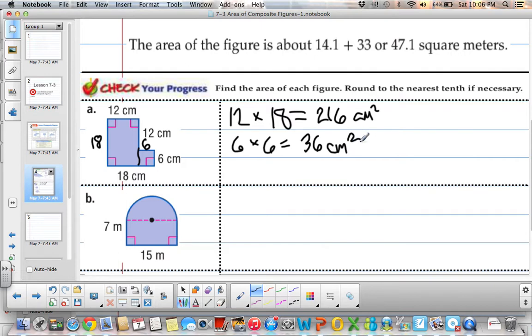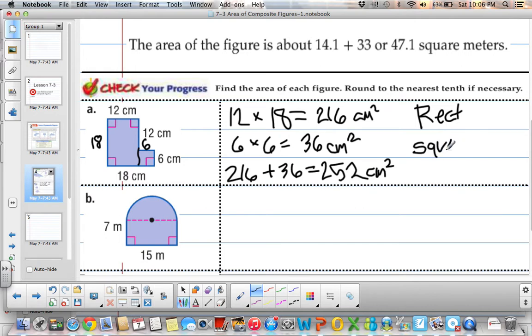So then we go 216 plus 36, and we get 252 centimeters squared. Okay, this is our rectangle. This is our square.